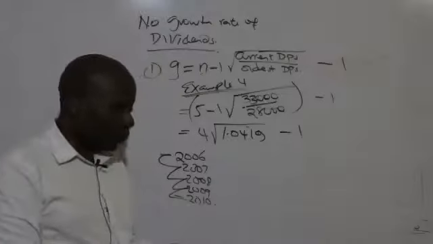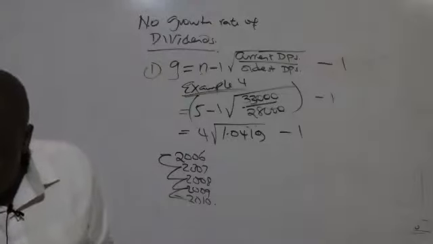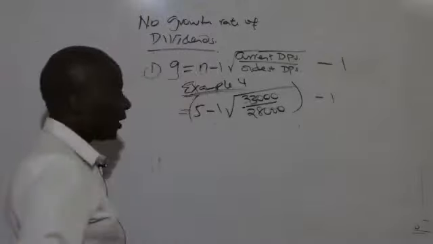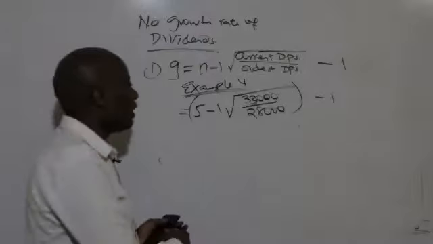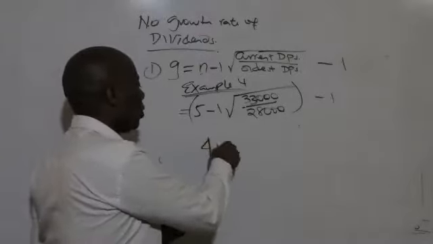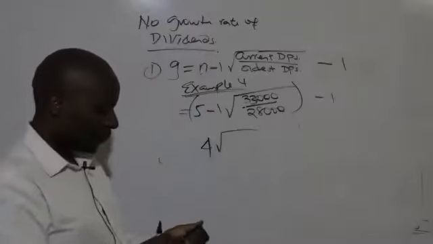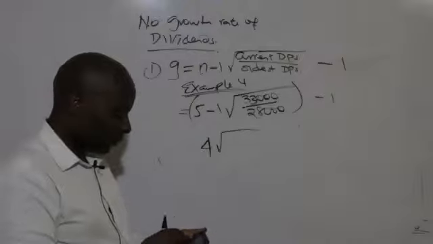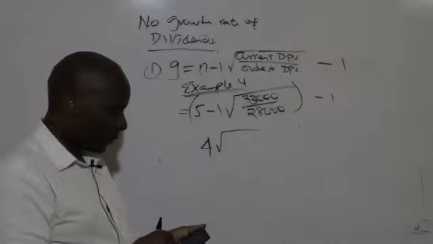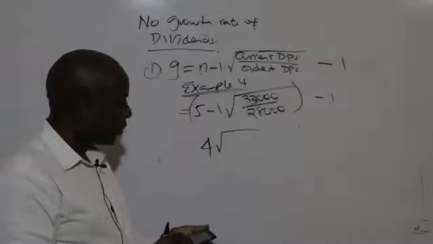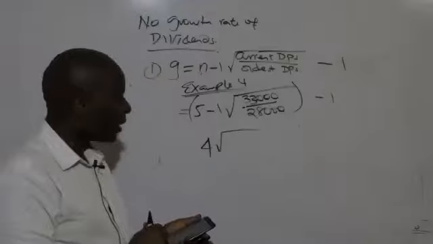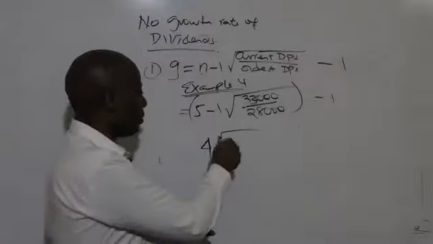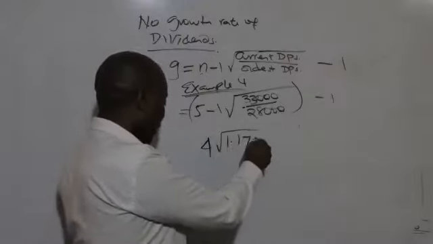I don't know how they are able to get this figure. Let me just use my calculator. So we are saying this will be the fourth root of 33,000 divided by 28,000, which equals 1.1786.